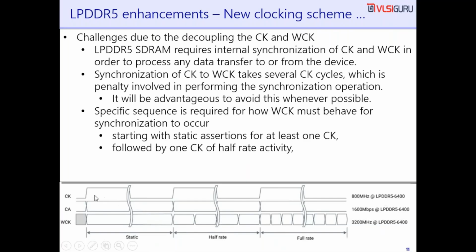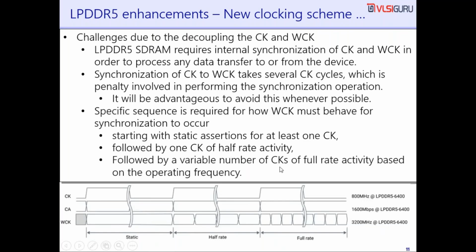So it is like you have a CK clock, which is running at 800 megahertz. The CA is sampled at this level. Once you issue the synchronization command, WCK has to run at clock frequency. It is okay, static mode, static assertion. After that, it has to move to the half rate for a specific amount of time. Then it can move to full rate. So that is the penalty that is involved in the synchronization process, followed by variable number of clocks of full rate activity based on the operating frequency. So this is where it is running at 3200 megahertz.